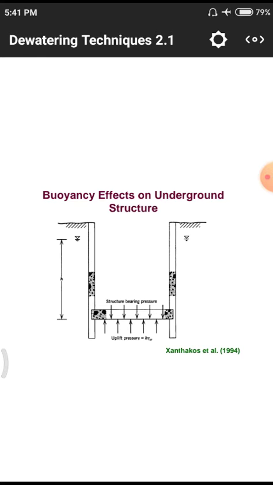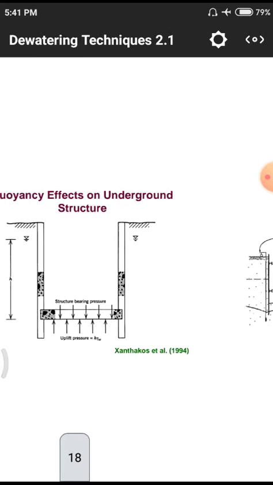That means normally we have a foundation structure, and bearing pressure is applied on the foundation itself, so that against this foundation we have these buoyancy forces, or uplifting forces.